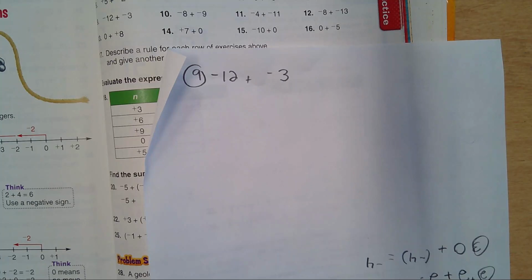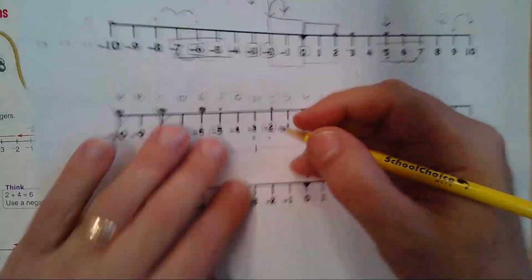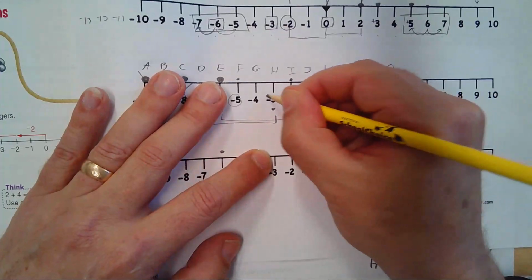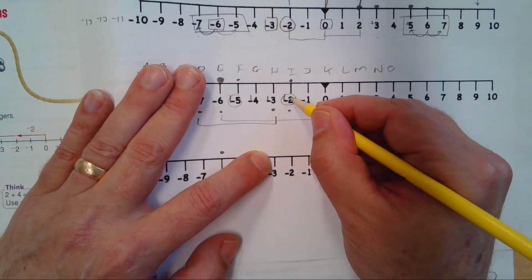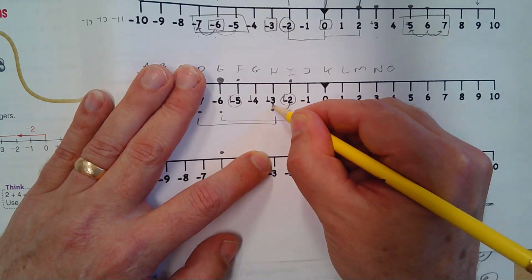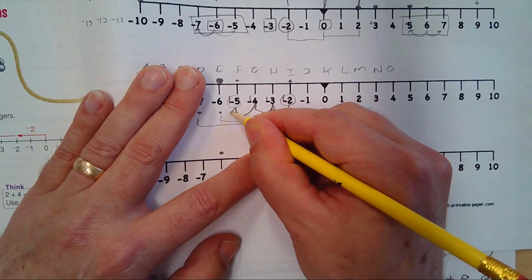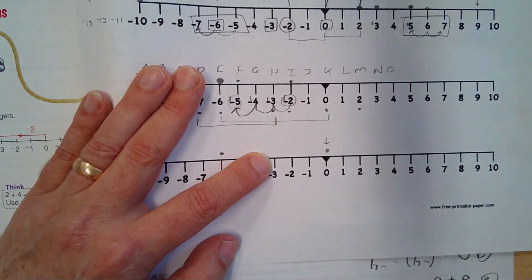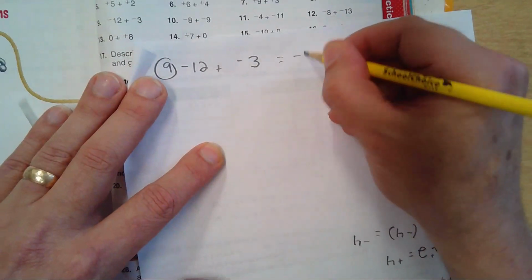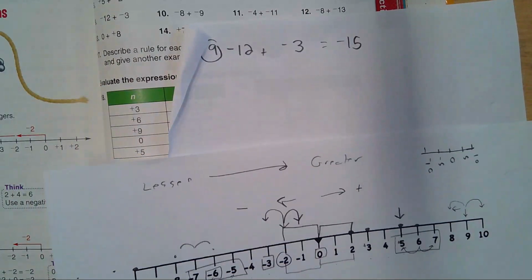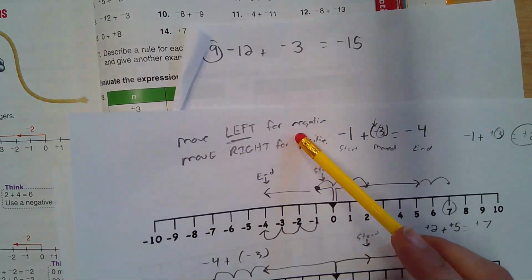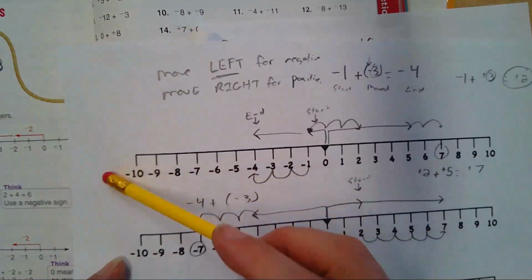I'm at negative 12. Just pretend this is 12 here: 12, 13, 14, 15. Okay? So here's negative 12. If I move 3 spots, 1, 2, and 3, where did I end up? 15. At negative 15. Right. And you can see how that worked, because I'm adding a negative. Whenever I add a negative, I move to the left.